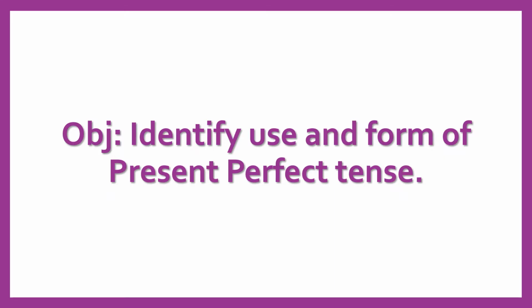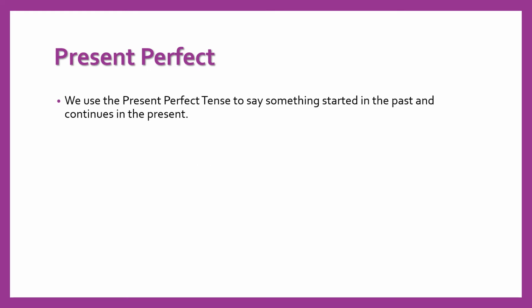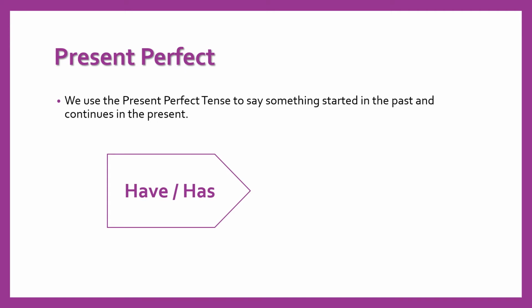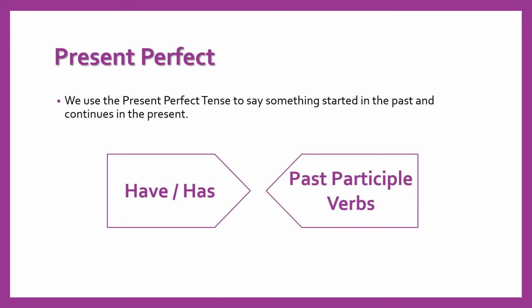The objective is to identify use and form of present perfect tense. First, we need to know what is the present perfect. We use the present perfect tense to say something started in the past and continues in the present. And here we have two important aspects: verb have, has, and the past participle verb.